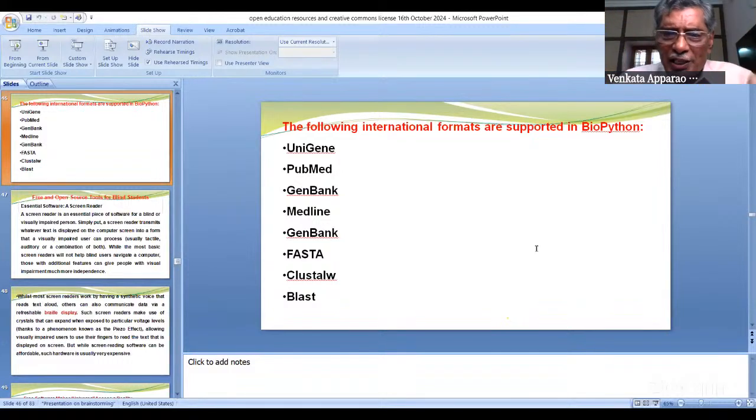The following international formats are supported in BioPython: UniGene, PubMed, GenBank, Medline, FASTA, Clustal, and BLAST.